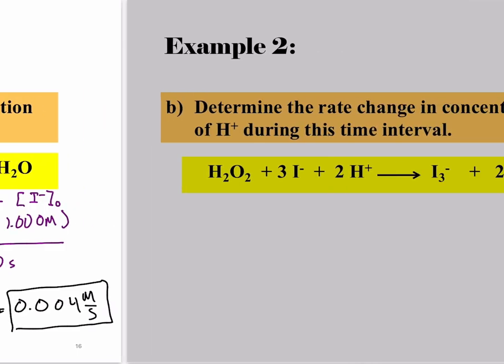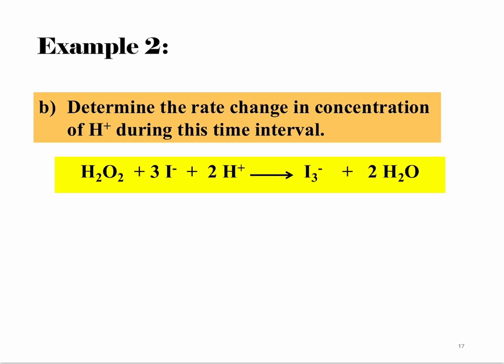The next part of the question is asking, determine the rate change in concentration of H plus during this time interval. And so rate change in concentration, that sounds like a funky expression. All this is asking you to solve for is delta H plus over delta T. It wants you to solve for that entire quantity. Right? It's still a change in concentration over time, which is why it's a rate change in concentration. And so how are we going to relate what we've already done to that quantity there?